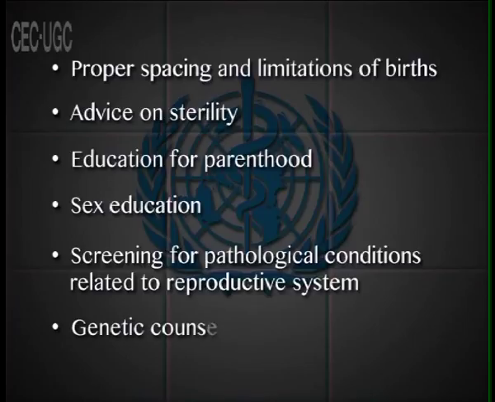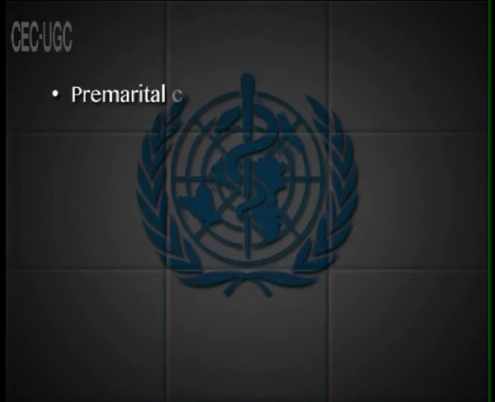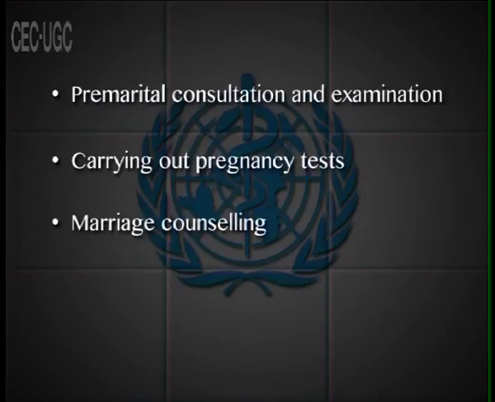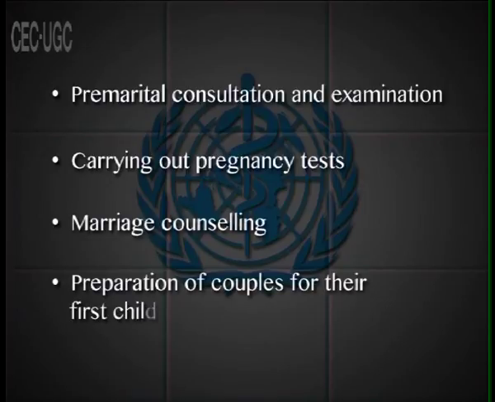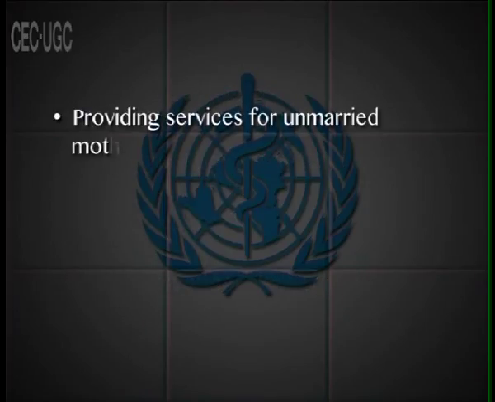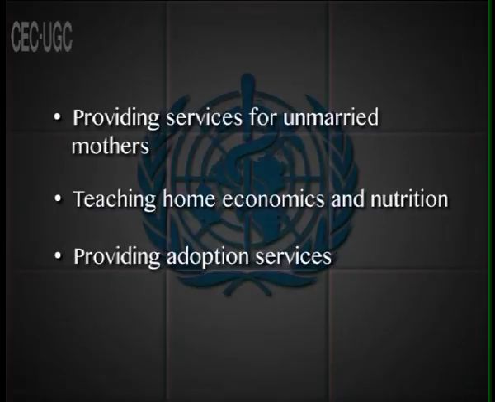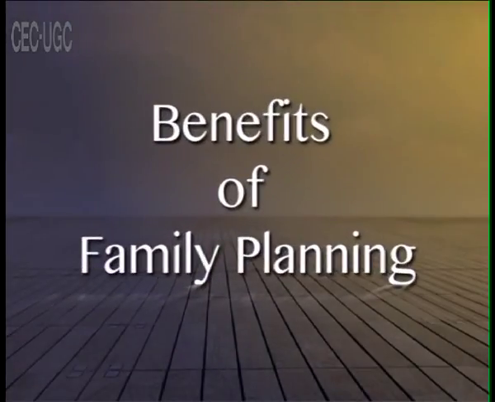Then genetic counseling. Then premarital consultation and examination. Then carrying out pregnancy tests. Then marriage counseling. Then preparation of couples for the first child. Providing services for unmarried mothers. And teaching home economics and nutrition, as well as providing adoption services. These activities may vary from country to country, and India has also adopted its own sets of objectives and policies in this regard. Next, coming on to the benefits of family planning.